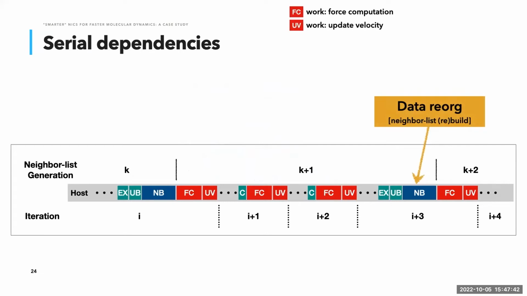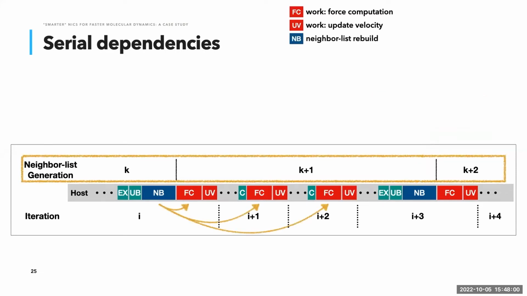But remember that the particles move. Therefore, we need to frequently update the neighbor lists. The neighbor list update operation is shown as blue MB boxes in this figure. Then these lists are used by the following force computation routines. In this figure, neighbor list generation shows the iterations that use the same neighbor list to compute forces.